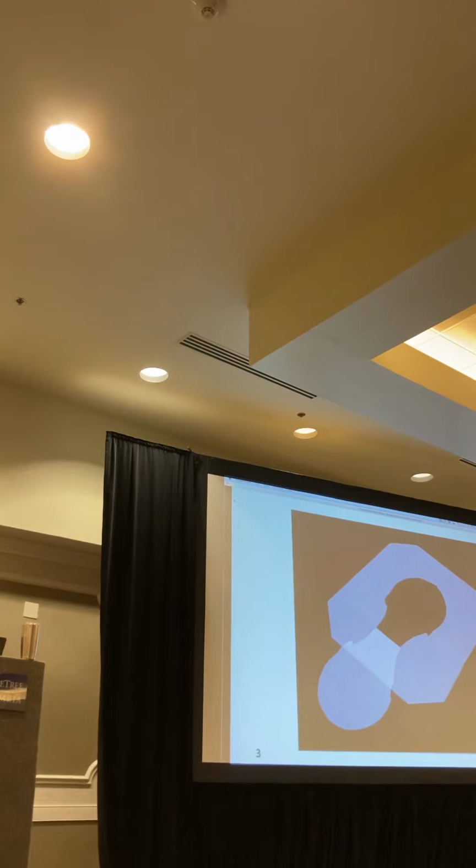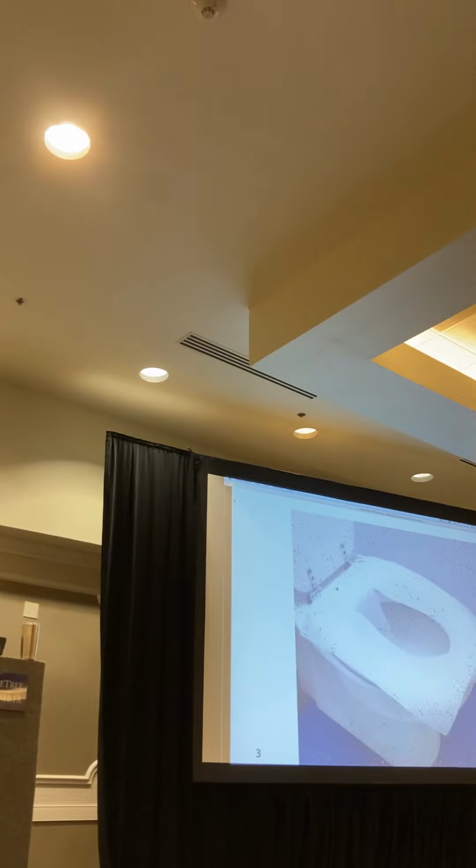So eyes up, eyes up. Can anybody identify this item that I have put on the screen? Raise your hand if you know what that is. Ladies' hands are going to go a lot faster than men because it is this. Now, why would I show you a toilet seat cover? That toilet seat cover transformed my life.